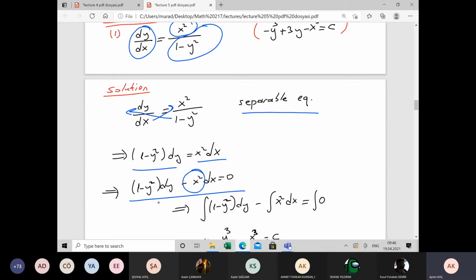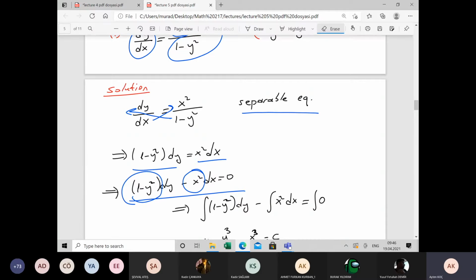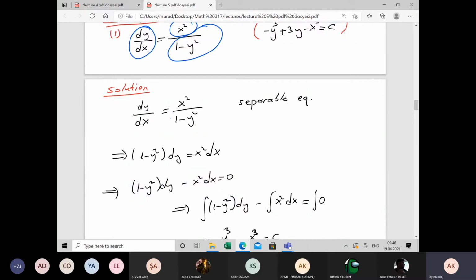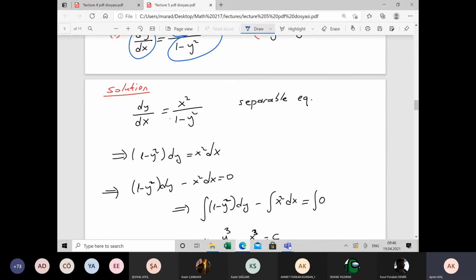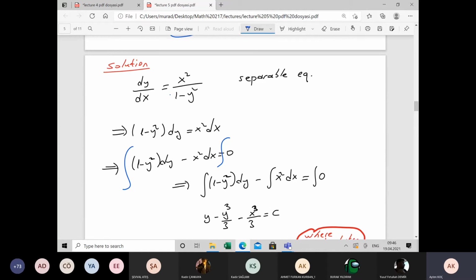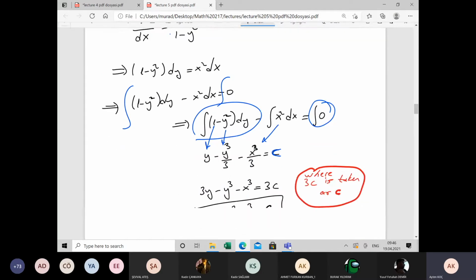M times dx plus N times dy. So how to get the solution? Integrating both sides, we obtain the solution. The integral of 1 minus y squared minus x squared gives c. So this one gives y cubed over 3, and this one x cubed over 3. So we obtain the solution of this one.